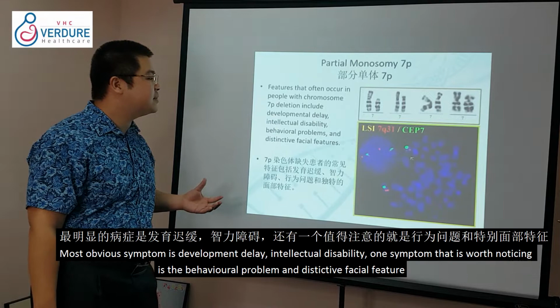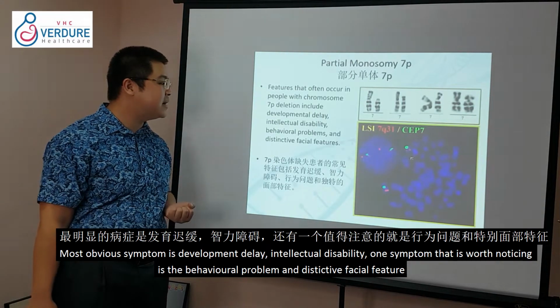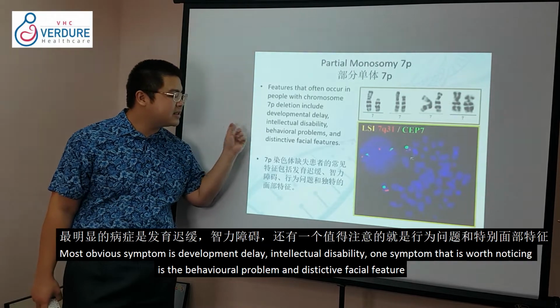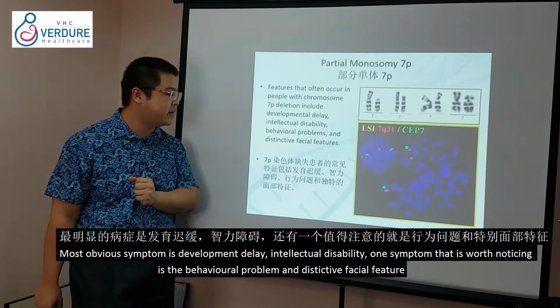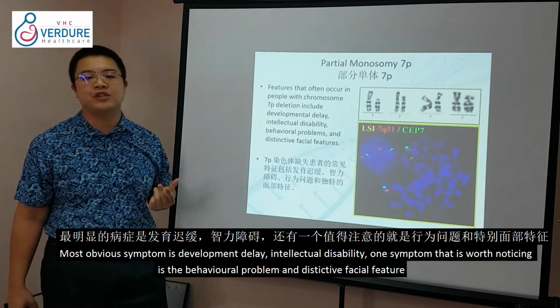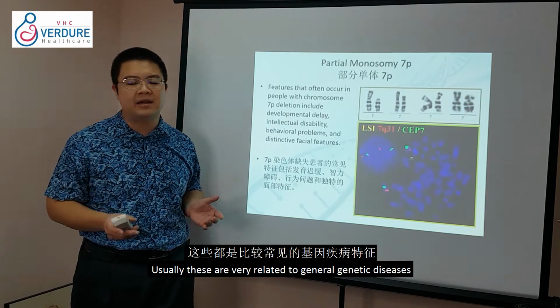The most obvious symptom it can show is developmental delay and intellectual disability. One symptom worth noting is the behavioral problem and the distinctive facial features. Usually these are very related to general genetic diseases.